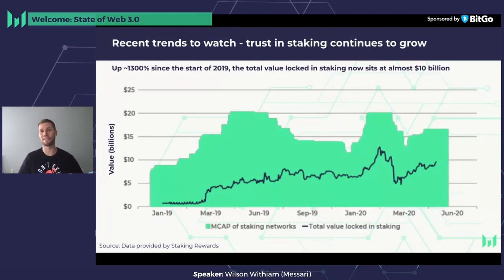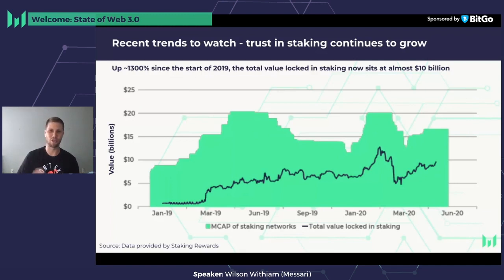The other recent trend to watch at the platform layer is the growing trust in staking and proof of stake networks. The total value locked in staking networks has increased almost 1,300% since the start of 2019, which is only about a year and a half. We're going to talk about proof of stake later. It's becoming the preferred consensus mechanism choice of a lot of these platforms out there.